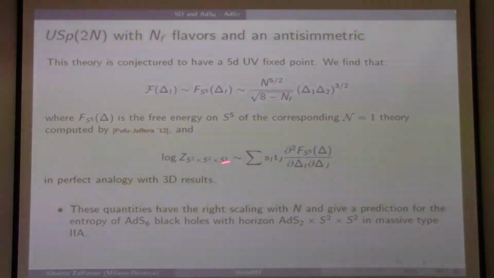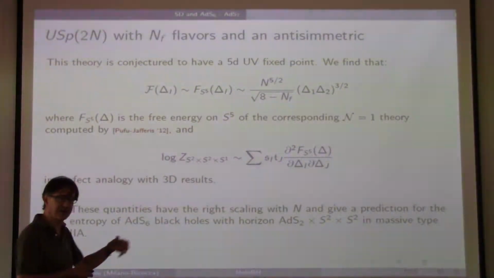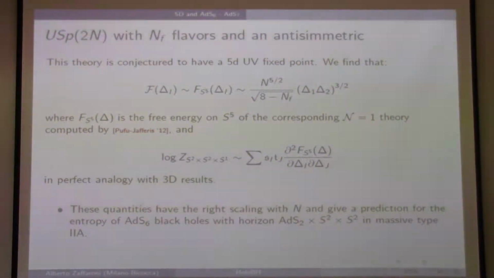Now, what is this quantity here? The point is that these have a nice scaling, the right scaling with N, and you would like to compare with black holes. This time there are not so many black holes. In particular, there are no black holes with non-trivial magnetic charges. We are looking for them, but we need some time.